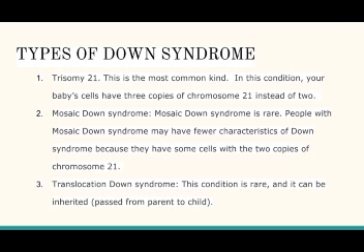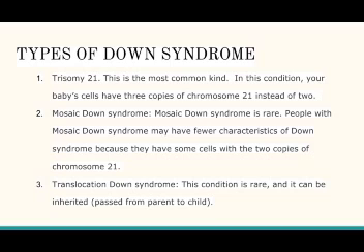So one would ask, what are the types of Down syndrome? The three types of Down syndrome are trisomy 21, mosaic Down syndrome, and translocation Down syndrome. So trisomy 21, this is the most common kind. In this condition, your baby's cells have 3 copies of chromosome 21 instead of 2.